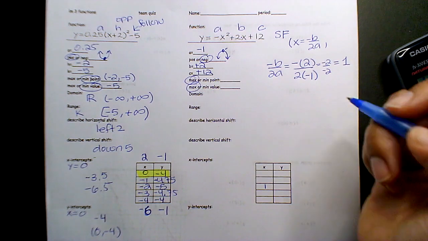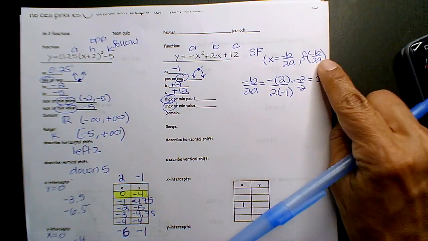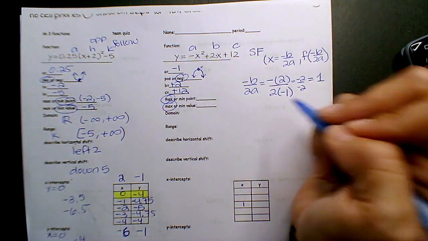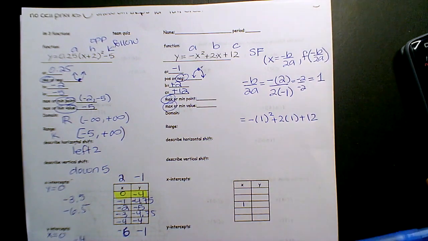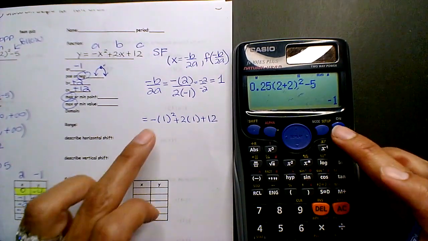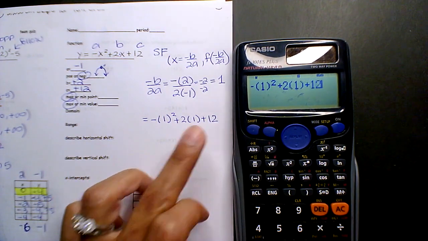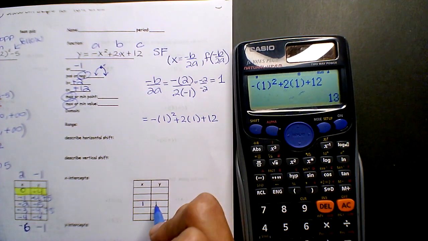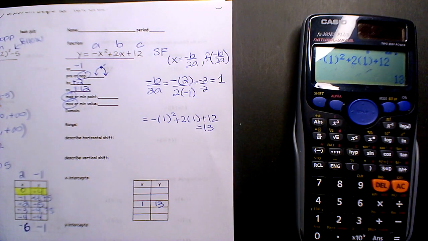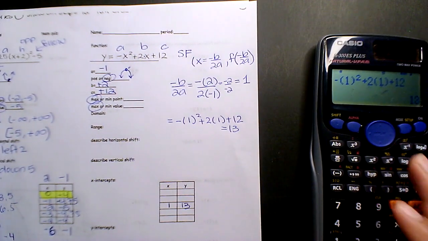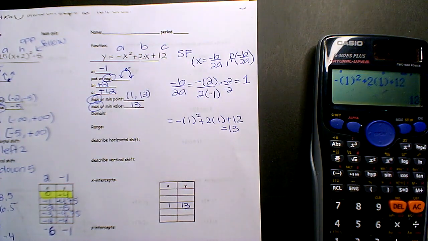Okay, so how do I find my y value? Input, output. So what's the function notation to that vertex? Well, take the 1: -1 squared plus 2 times 1 plus 12. Is that right? That's right. Okay, and so I get 13. Input, output. If you've got an x number and you need a corresponding y value, you better put it in the function. Okay, so my max value is 13.